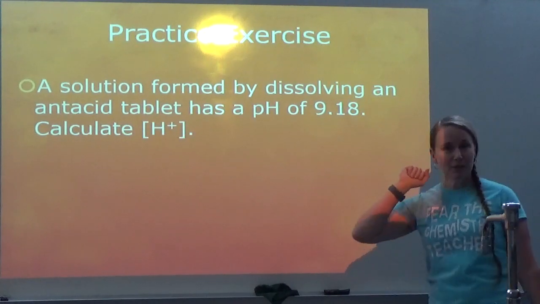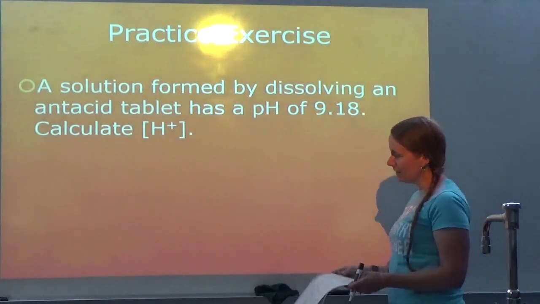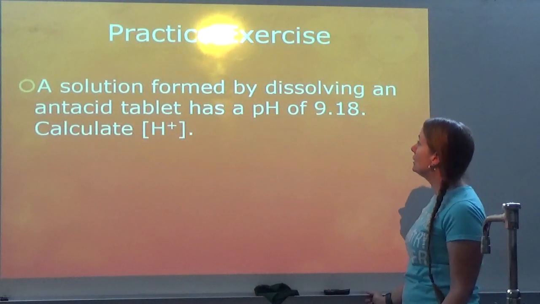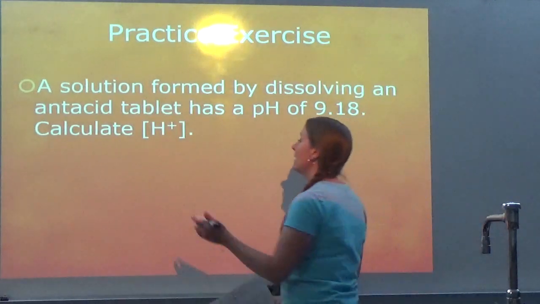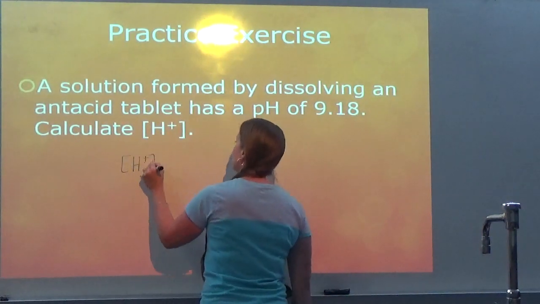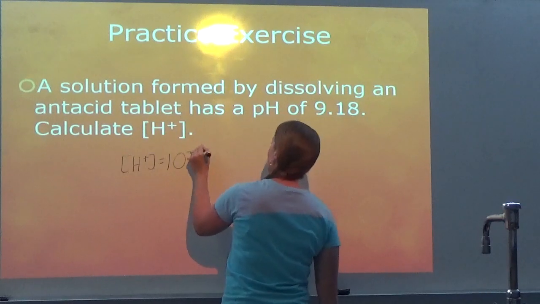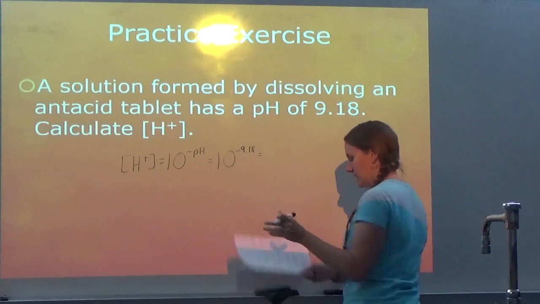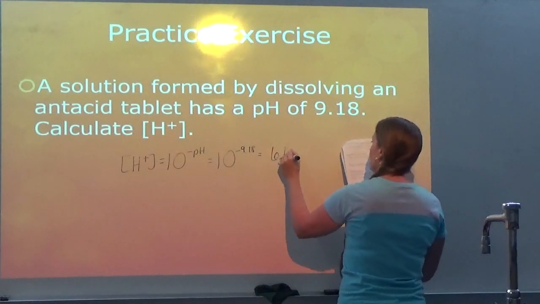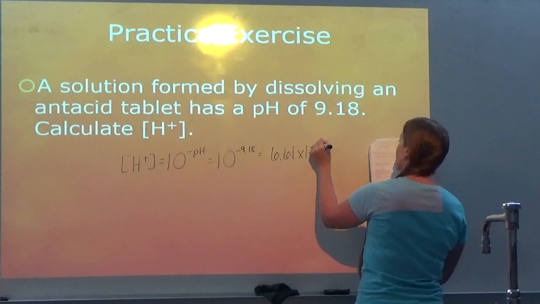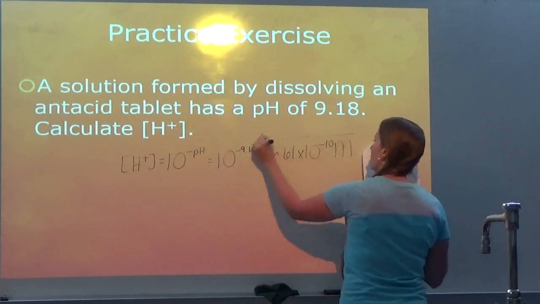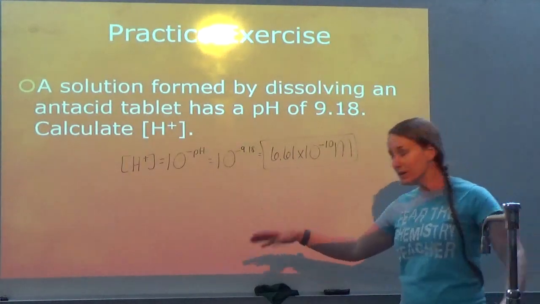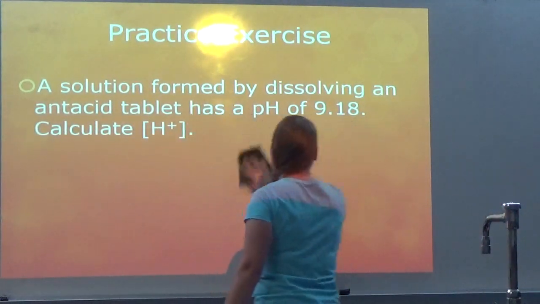All right, so y'all try this one. I'll assume you paused it and tried it, and we'll look at it together. So it says a solution formed by dissolving an antacid tablet has a pH of 9.18. Calculate H plus. Okay, so if I want my H plus, I just do 10 to the negative pH, or 10 to the negative 9.18. And when I did that, I got 6.61 times 10 to the negative 10. And then don't forget that molarity. Don't forget that unit.